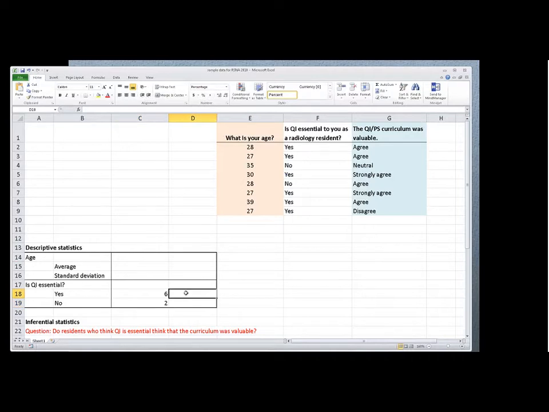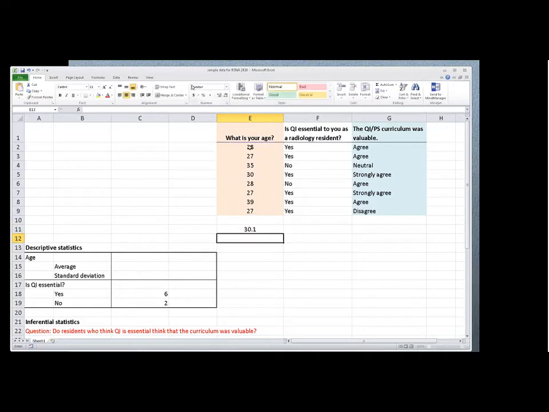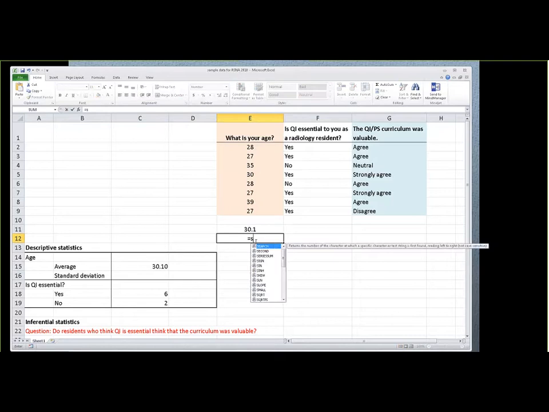You could go on to provide the percentage of 6/8 and 2/8, and I won't do that right now. And then, again, these are descriptive statistics, what is the average age. And in Excel, there are easy functions that you can use to calculate this. So very quickly, I will do this. And that gives me an average of 30.1 years. And similarly, there is a standard deviation formula here.